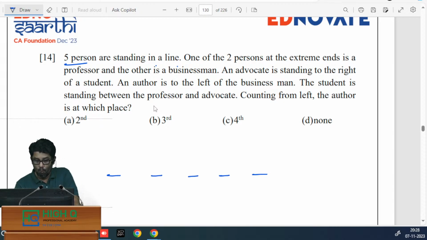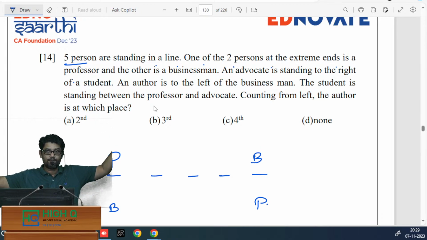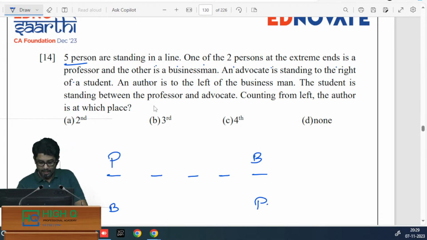Now, one of the 2 persons at the extreme ends is a professor and the other is a businessman. So, professor can be here, businessman can be here. Am I right, my dear? Or businessman can be here, professor can be here. Do you all agree, my dear? One of the 2 persons at the extreme ends is a professor and the other is a businessman. Fine. An advocate is standing to the right of a student.